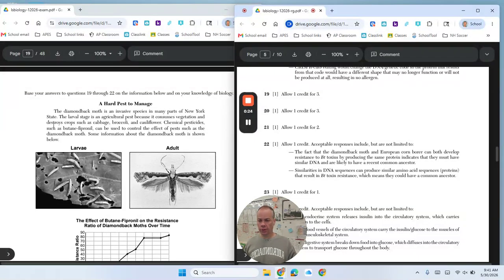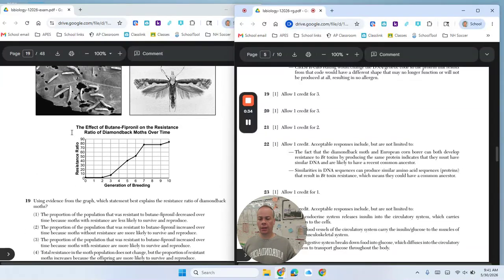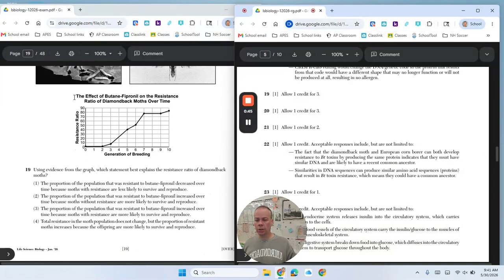As always, you should have read the introduction and all that material, highlighted anything that you felt was important, looked at the two pictures of the larval stage and the adult stage, and then looked at the graph. The graph is where you're going to use most of the information to answer the questions in this cluster. So when you're looking at the graph, make sure, as always, you really read the title carefully. Look at each axis. Try to ask yourself, what is this data showing?